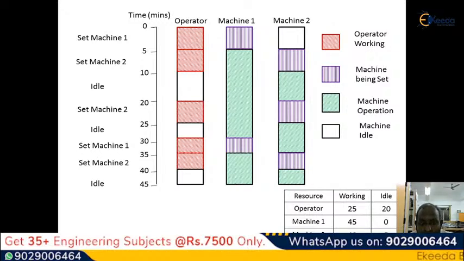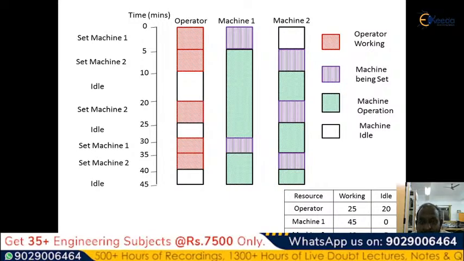Then for the next 10 minutes, you can see machine 1 and machine 2 are both working. I have been given only 2 machines. So from 10 to 20, both the machines are going to be working. So I don't have any job, so the operator is going to be idle.